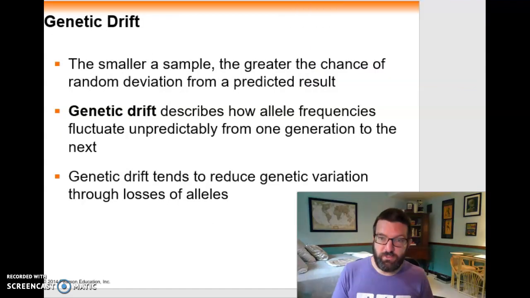Genetic drift, as I mentioned, has to do with just random fluctuations in gene frequency, allele frequency, from one generation to the next, right? And these random chances have a much greater impact on a small sample size.